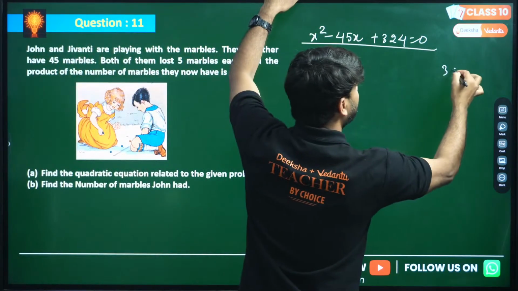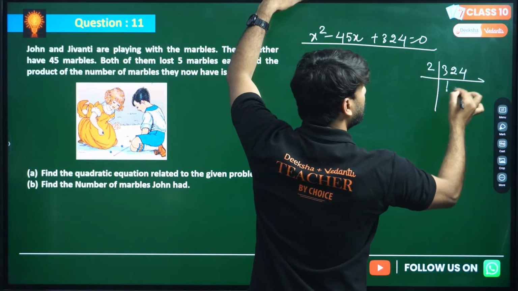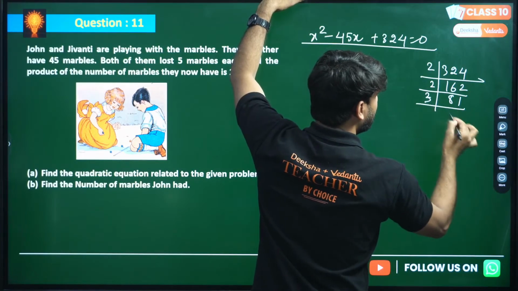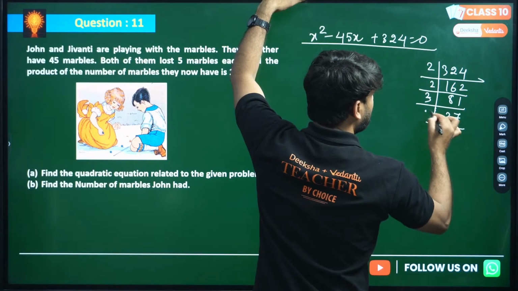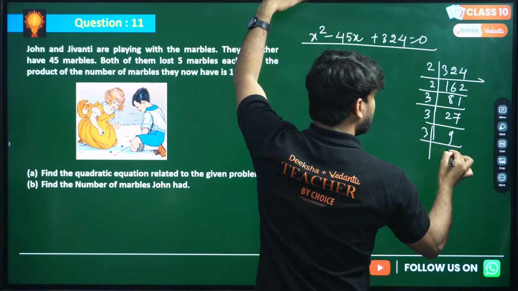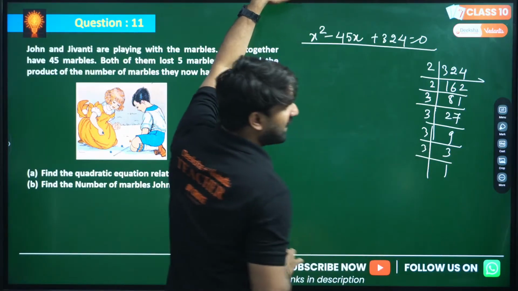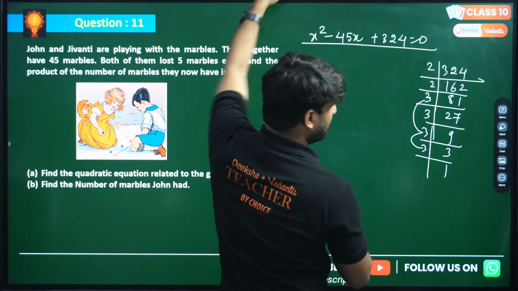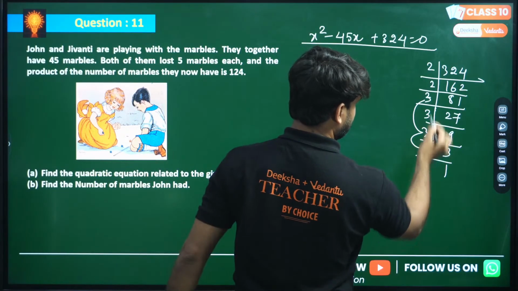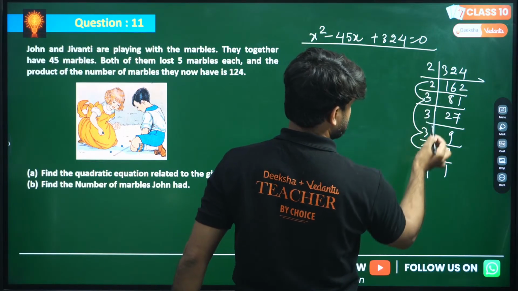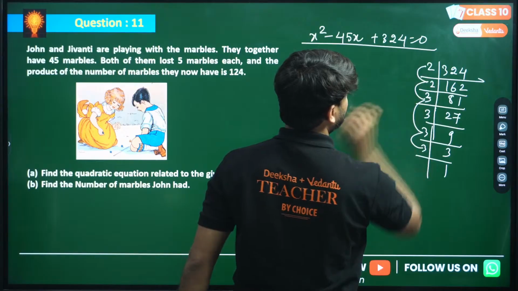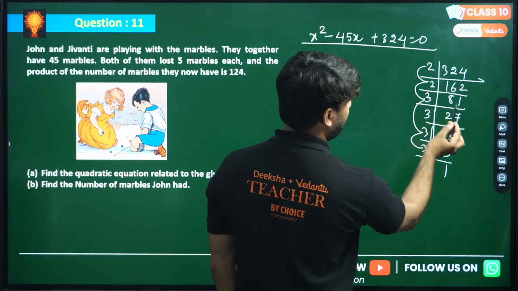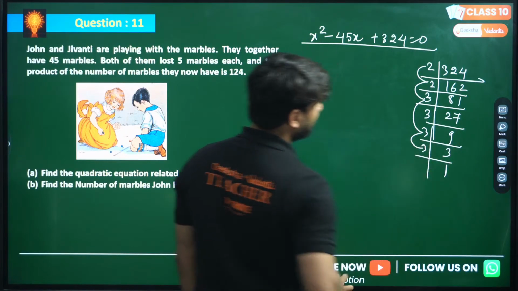So the LCM of 324 will be, listen, 2, 162, 2, 81, 3, 27, 3, 9, 3, 3, and 3, 1. How can we solve this? Listen, 3, 3 are 9, 27. Okay, and here 3, 3 are 9, 18, 36. Okay. So what can we do?